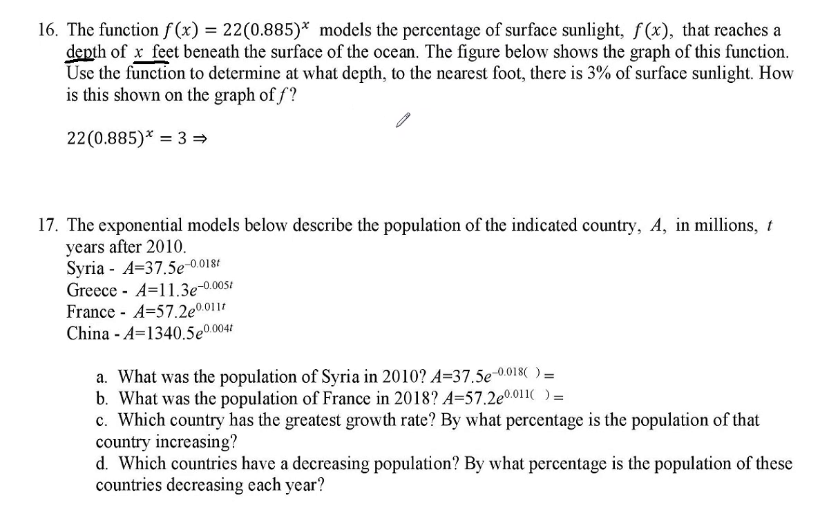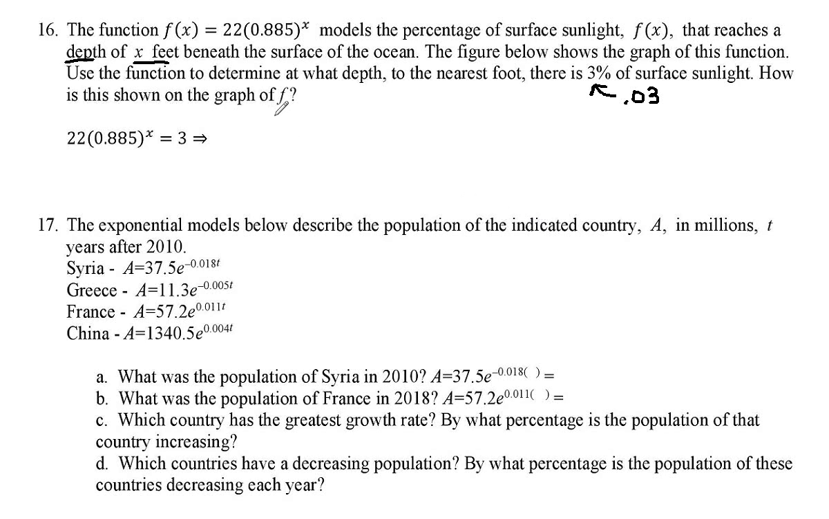Because if it didn't diminish, you could go down like 1,000 feet and you could see everything light as day. But if you go down 1,000 feet, you won't be able to see your hand in front of your face because all the light gets filtered out. So I didn't graph this one. It says the figure below gives the graph of this function. Use the function to determine the depth to the nearest foot so that there's 3% surface sunlight. So 3% is going to be 0.03. So that's the fraction of the original sunlight left.